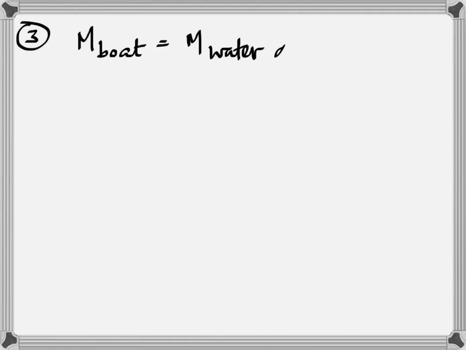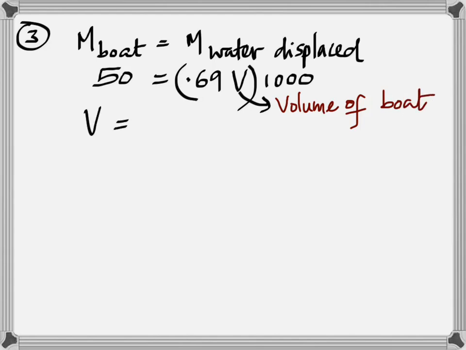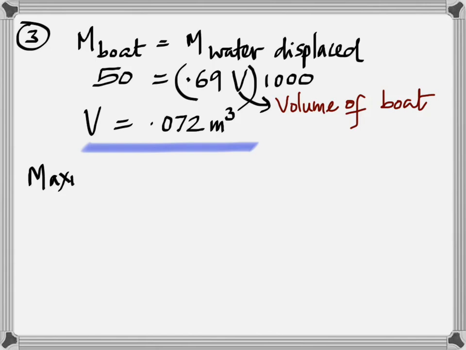Now in this question, since the boat is floating, the mass of the boat should be equal to the mass of the water displaced. And V is the volume of the boat. Only 69% is underwater, so the volume of water displaced is 0.69 times the volume of the boat.